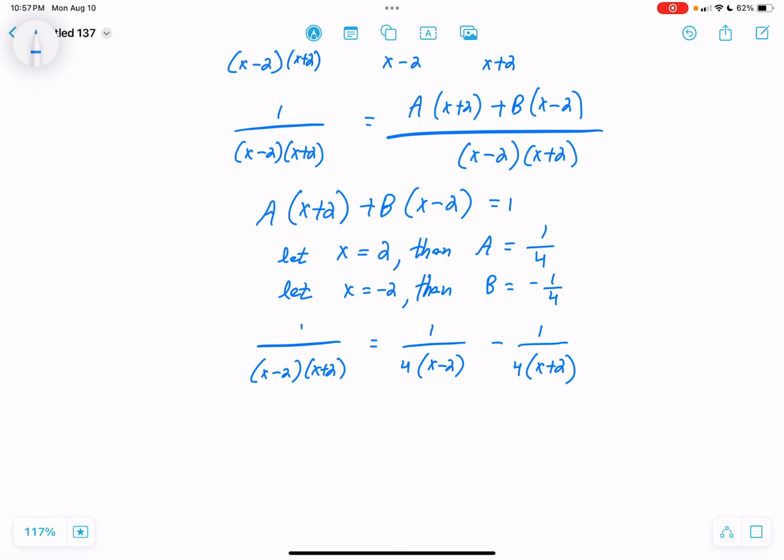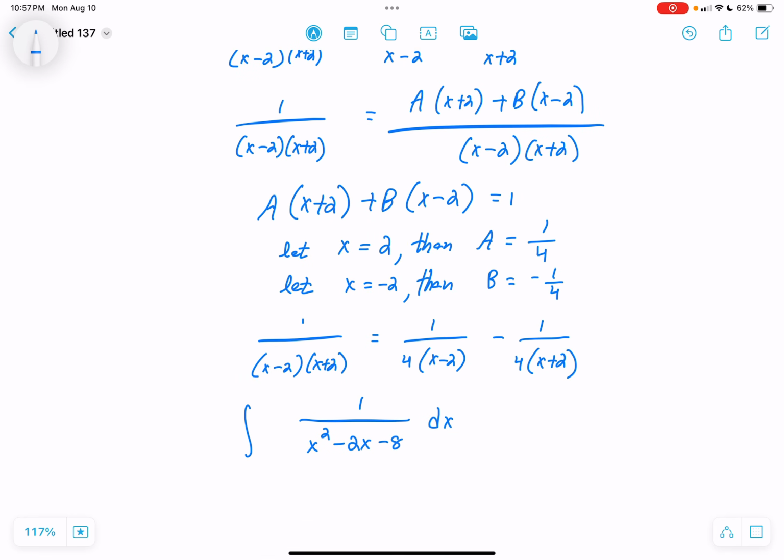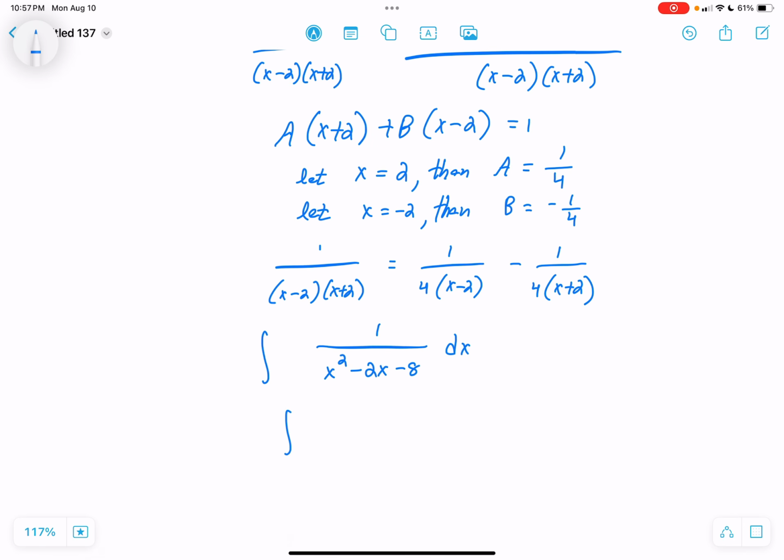Say I have the problem, the integral of 1 over x squared minus 2x minus 8 dx. Well, think about the traditional methods that we may use to solve this. It doesn't look like any of them would work: use substitution, integration by parts, completing the square. Doesn't look promising. But notice I can factor the denominator: x minus 4 times x plus 2.